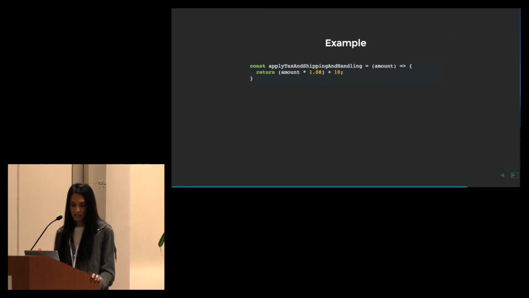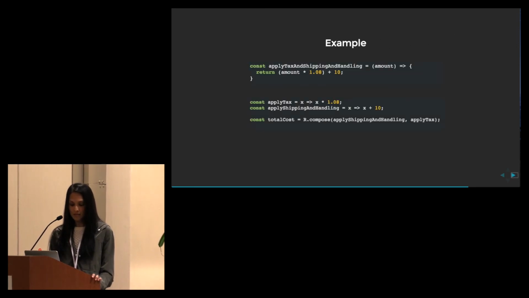And if I were to use composition, I can simply separate the apply tax functionality, separate the apply shipping and handle functionality, and compose them together, meaning first it'll go through apply tax, and then the apply shipping and handling function, and then that's my total cost. So composition is when you run your data through several functions in a row.